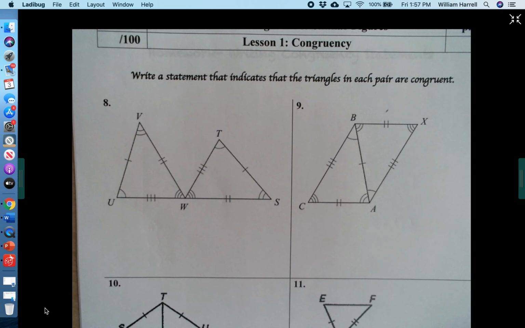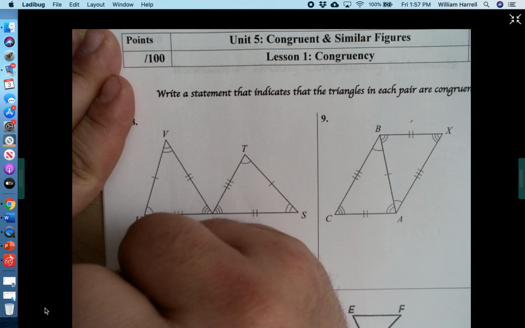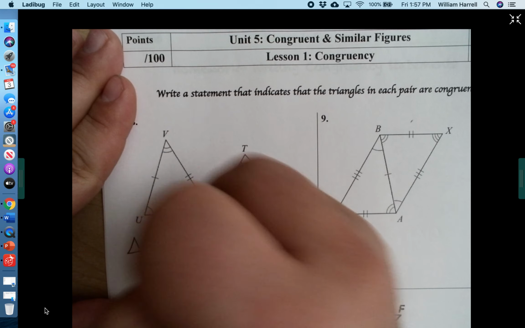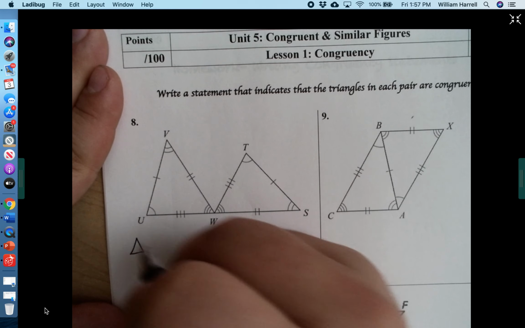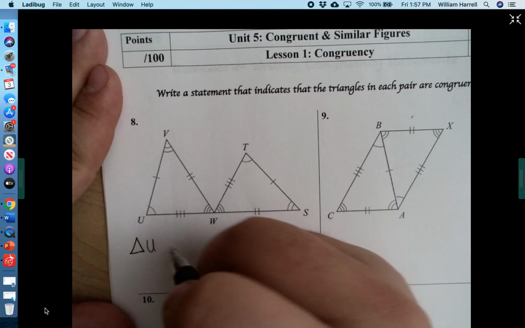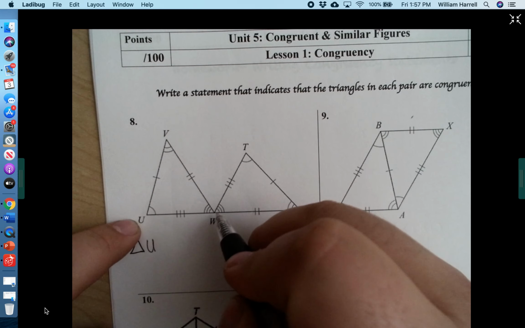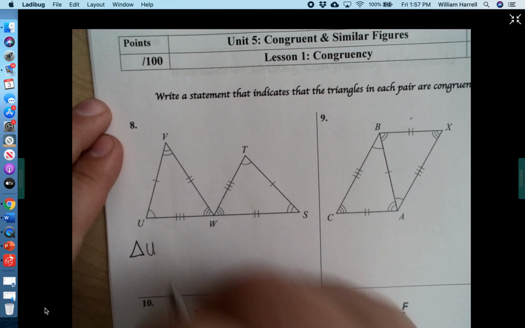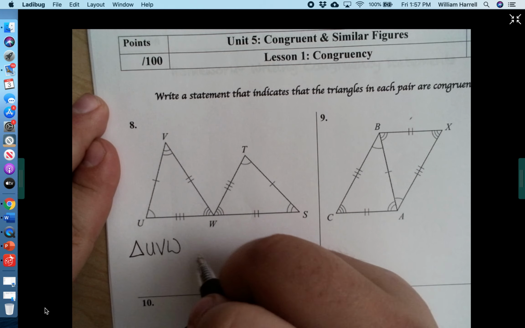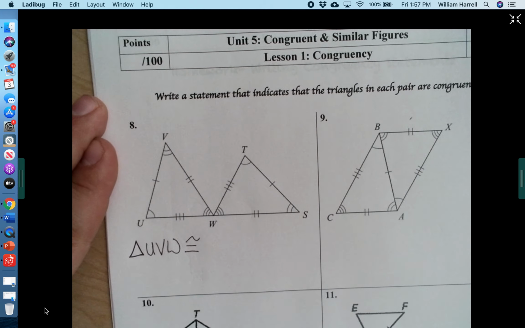Okay, so what I like to do is just pick one. Triangle on the left, triangle on the right. Again, I'm going to start with the triangle on the left, and I don't care the order. I know the triangle on the left is the same as the triangle on the right. Now I'm going to start with U. Triangle U. And then, again, I can go right and up, or I can go up and right. It doesn't matter how I write my first one. So I'm going to go U, V, W, and I'm going to say it's congruent to.